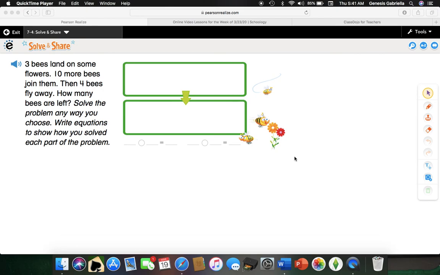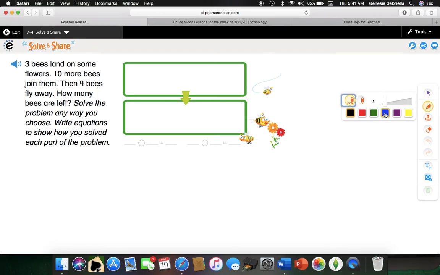Alright, today we're going to be reviewing word problems, addition and subtraction word problems, but today's focus for 7-4 is two-step word problems. So this word problem says, 3 bees land on some flowers, okay? 10 more bees join them, then 4 bees fly away. How many bees are left?